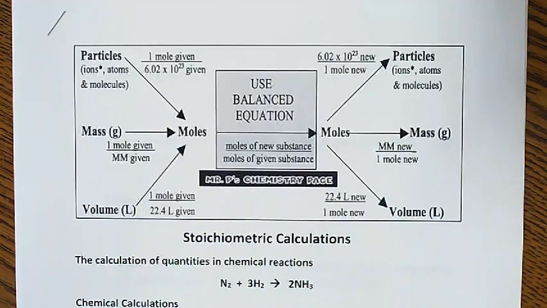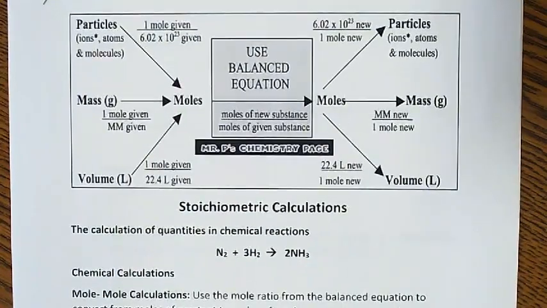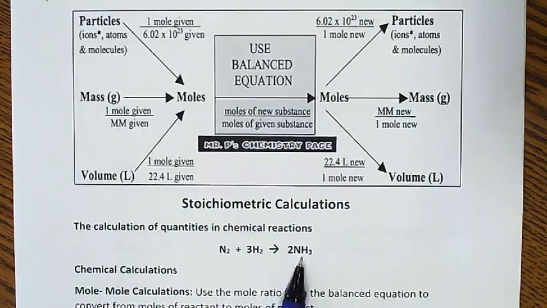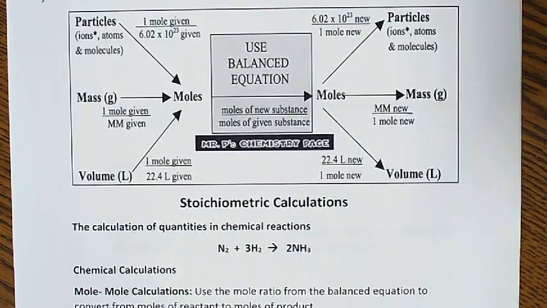And you also have to understand that when you want to predict how much product you get in a chemical reaction, the key to that is having a balanced equation. That determines how much product you actually get. So for instance, we have this equation here between nitrogen and hydrogen that produces NH3, which is called ammonia. The first thing you have to do is balance it.